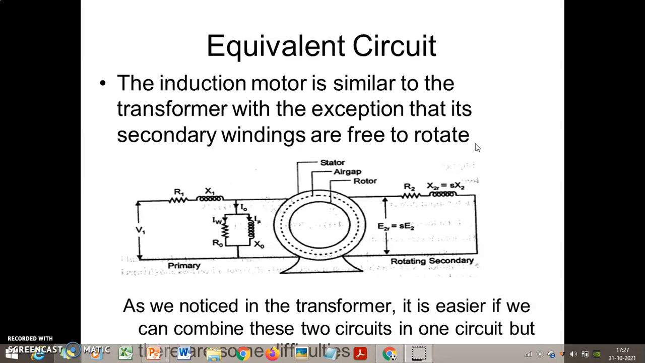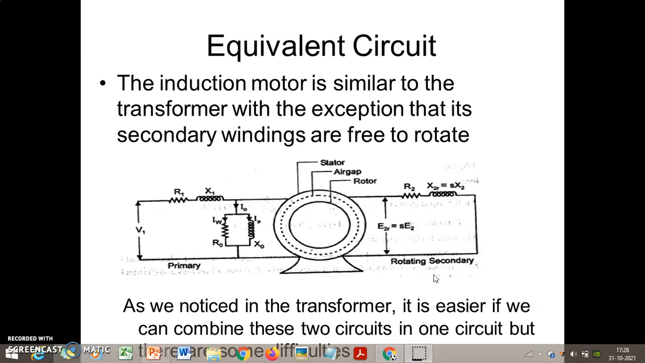In an induction motor, we have only two parts: the stator and the rotor. The stator is similar to the primary winding in a transformer, and the rotor is similar to the secondary winding in the transformer. The secondary winding, that is the rotor, will be short circuited. That's the only difference. As we noticed in the transformer, it is easier if we can combine these two circuits, the primary winding and the secondary winding, into a single circuit, then the difficulties will be solved.